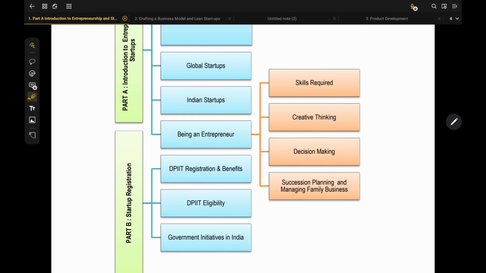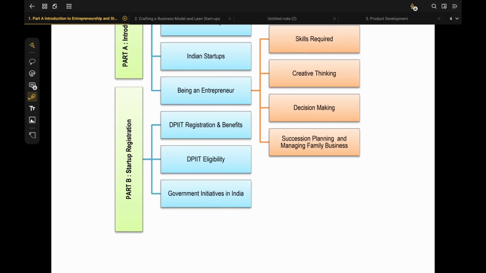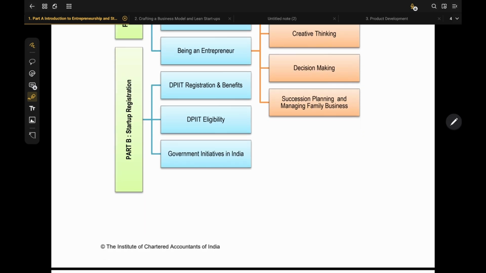There is a Department for Promotion of Industry and Internal Trade in India that is helping startups to gain many advantages, like tax exemptions and registration and all. What are the rules and regulations of that registration? That and all we will be seeing. And then the government has brought many initiatives for increasing the startup count in India, like Startup India, Stand Up India. Those schemes also we will be seeing a little bit here.